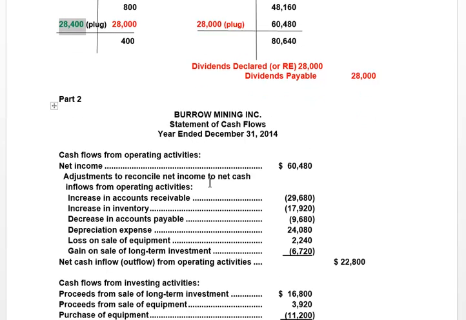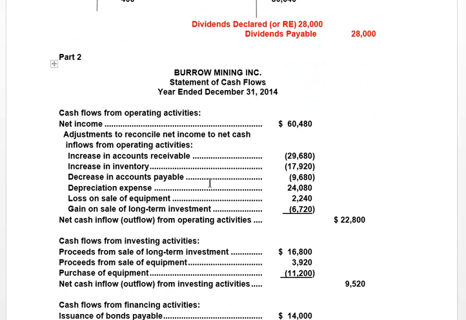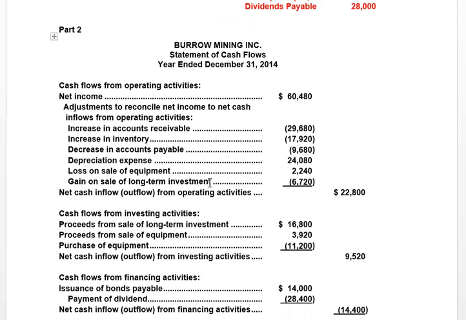Now, in part 2, they ask you to actually do the cash flow statement. We're not going to do this any differently than we've done any other cash flow statement. We have the name of the company, the name of the statement, and the period, which is the year ended December 31st, 2014. We're using the indirect method, which tells us that when calculating operating activity cash flow, we start with our accrual-based net income and we convert it to the cash basis.